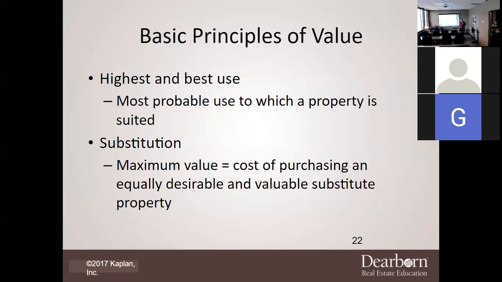Do you see how that works? So highest and best is the most probable use to which a property is suited. They may tell you a house may be best here, an office building may be better here, an industrial park may be good here, or a parking garage. But highest and best is the best way and the most usage you're going to get out of it.